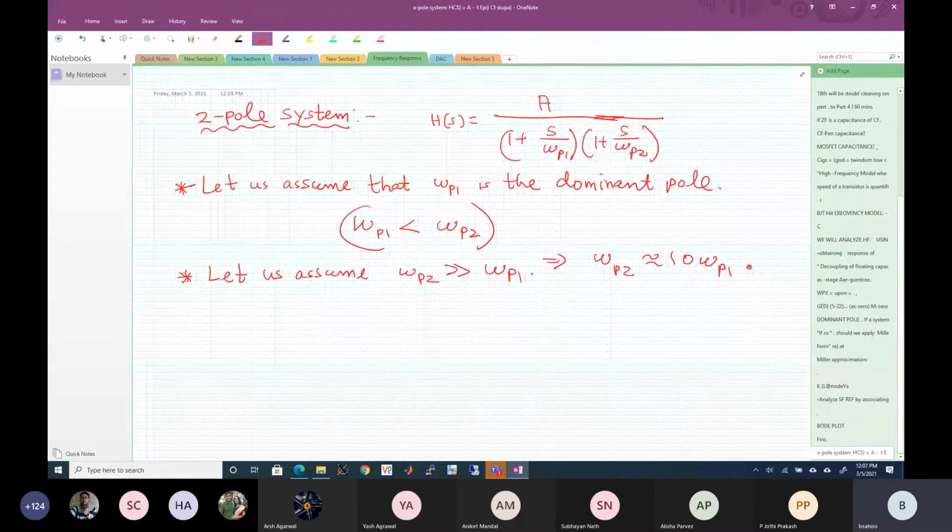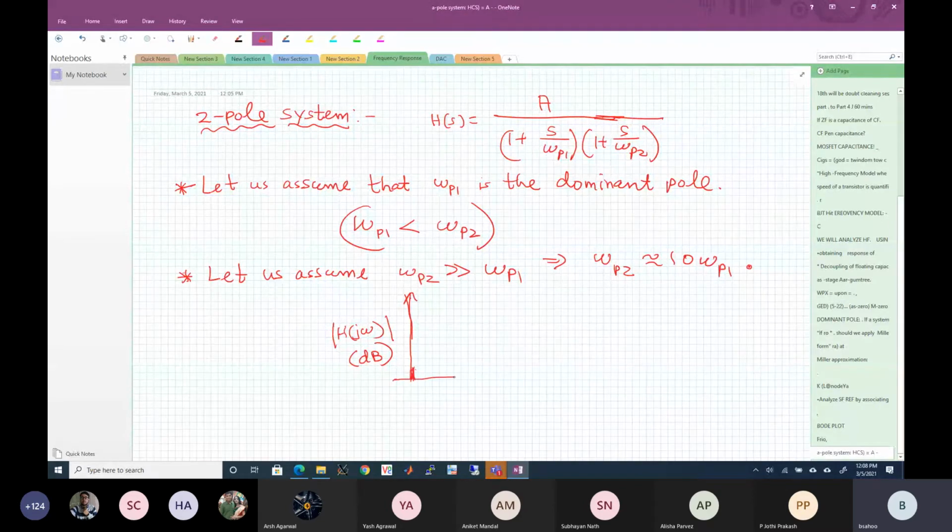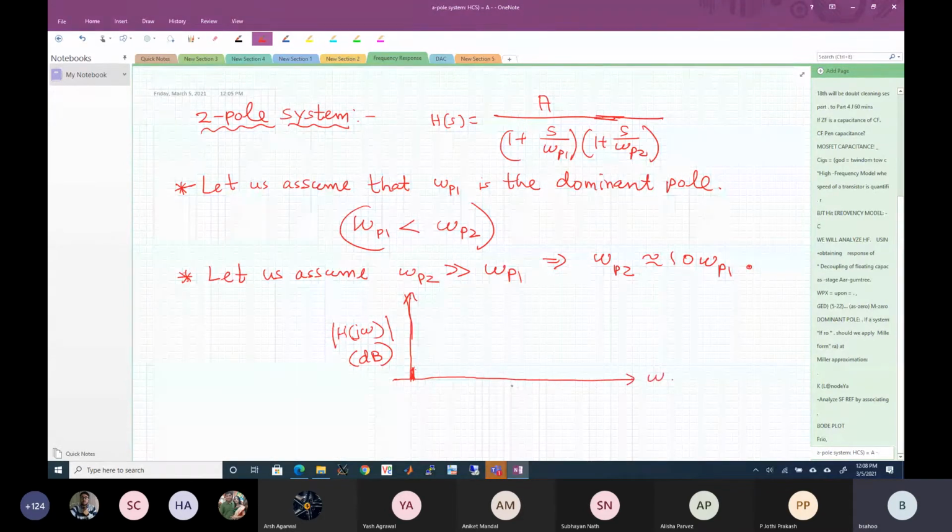Okay. So now let's draw the magnitude plot first. So this is H of j omega. I'll do it like this and write dB here, which means automatically we are taking 20 log. This is the normal convention. This can be done. So now we put in omega here. Let us mark omega p1 here and omega p2 here.